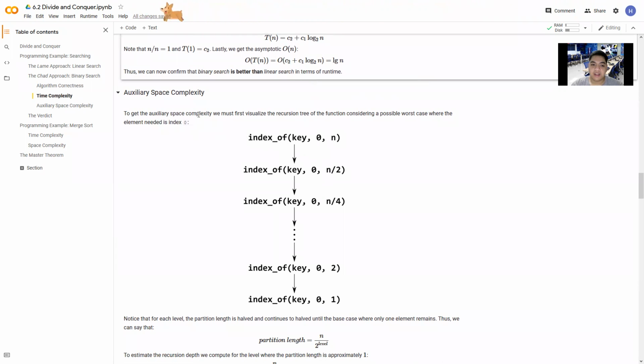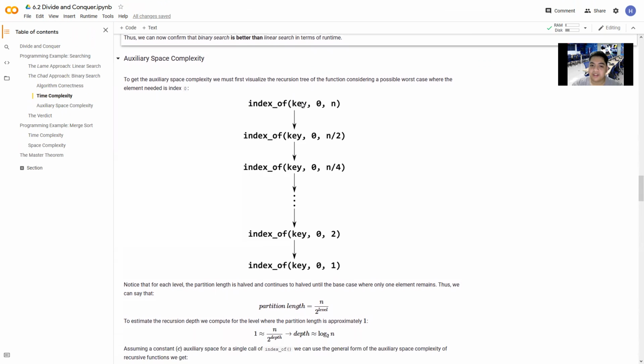Again, to get the auxiliary space complexity, we first start with the recursion tree for our function. It's fairly straightforward for the binary search algorithm. The index of key from 0 to n would call the index of key 0 to n over 2, and that would call the index of key from 0 to n over 4, etc., until we reach the function call key at from 0 to 1.